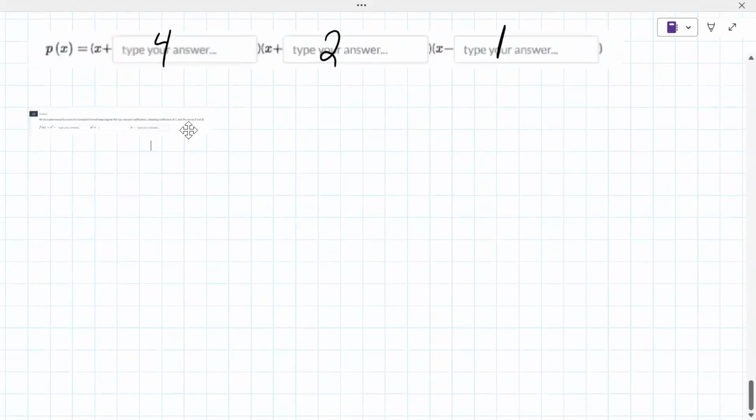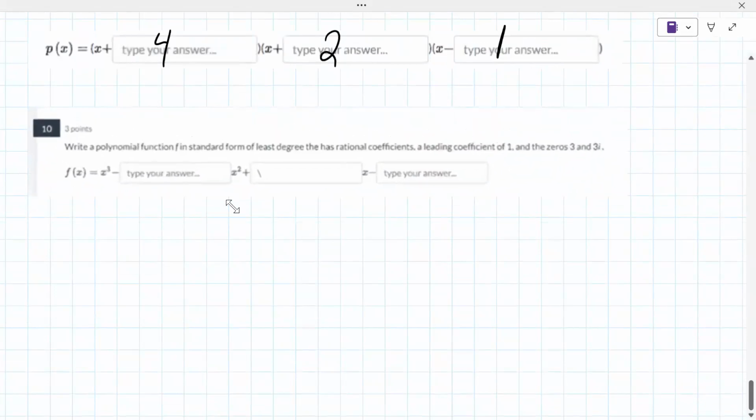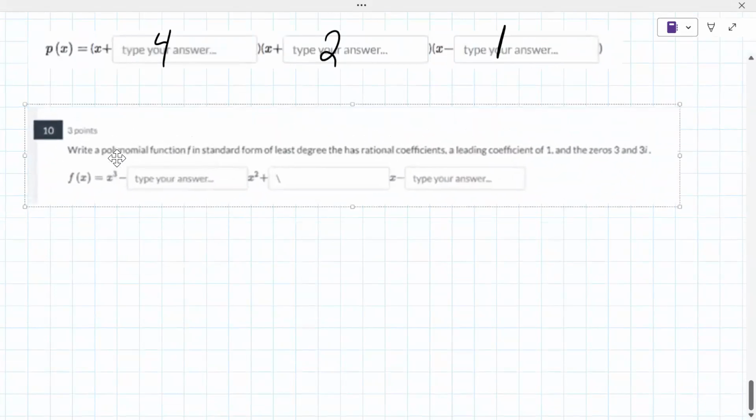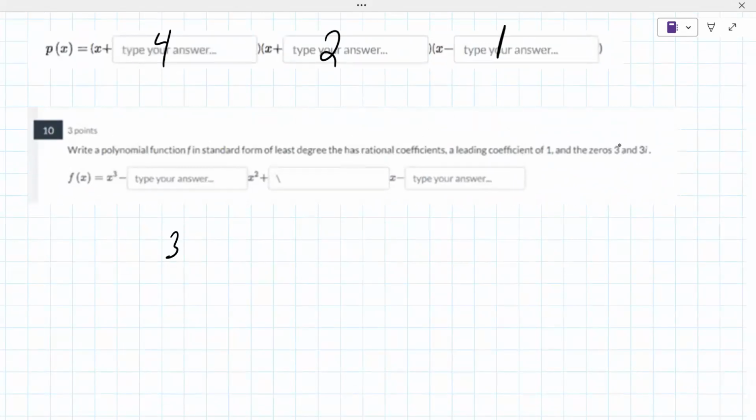All right, number 10 here. Says write a polynomial function in standard form of least degree that has rational coefficients, a leading coefficient of 1, and zeros 3 and 3i. The 3 and 3i, but that means it's also minus 3i. They always come in what's called conjugate pairs.